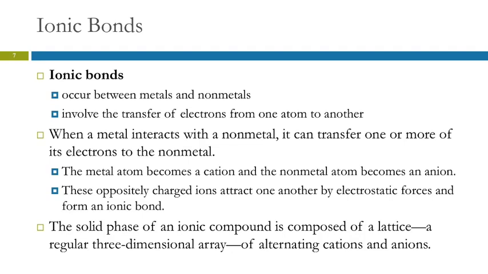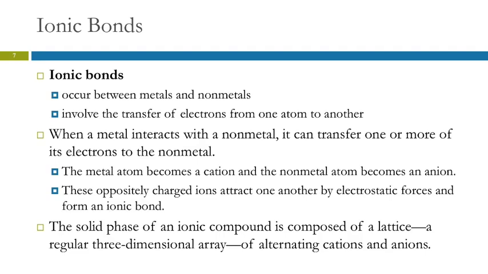Ionic compounds tend to have very high melting points, so they are generally solids at room temperature. And if we look at the solid phase of an ionic compound, it has a definite pattern. It's composed of a three-dimensional lattice. So there's a three-dimensional array of alternating cations and anions.